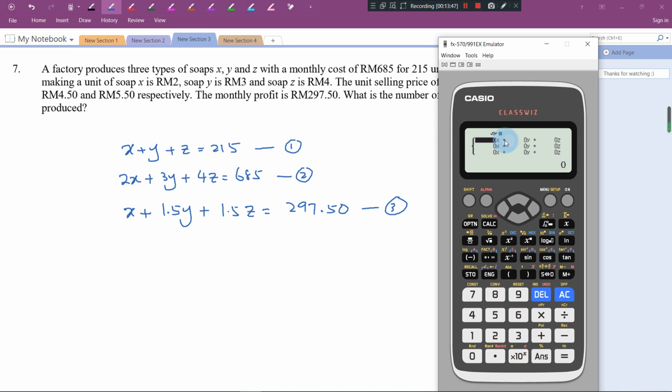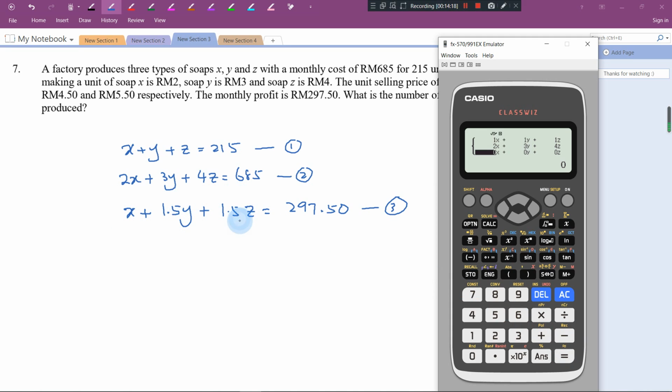So what we're going to key in is the coefficients of X, Y, and Z. 1, 1, 1, 215. 1 equal 1 equal 1 equal 215 equal. Now we go to the second equation. 2, 3, 4, 685. Okay. Last one.